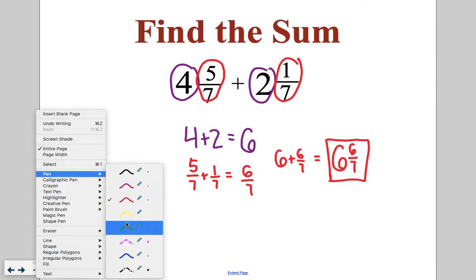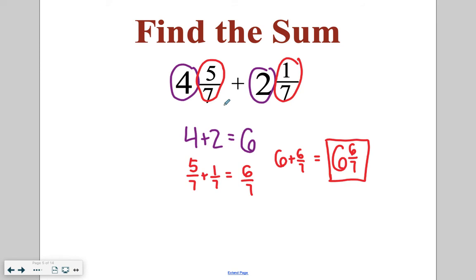However, there is another option, which is to turn it into improper fractions. So 7 times 4 is 28, plus 5 gives you 33 over 7. Then for the second one, 7 times 2 is 14, plus 1 gives you 15/7. Then you would go ahead and add those numerators, just like you would in normal addition. So we've got 48 over 7.